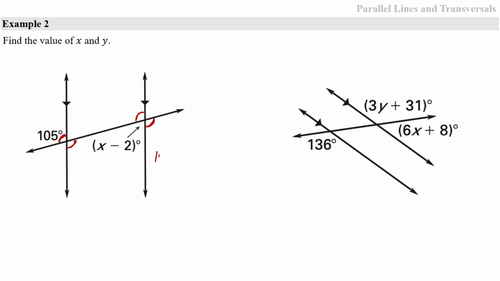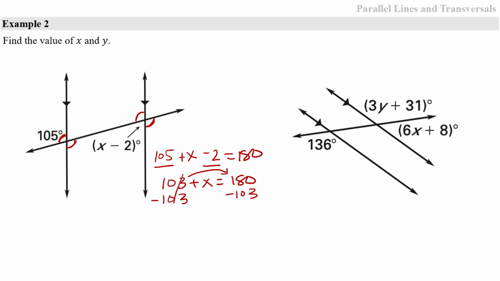So I can say 105 plus x minus 2 is equal to 180. And if I combine 105 with the negative 2, 105 minus 2 is 103. 103 plus x is equal to 180. And then if I subtract 103 to bring this 103 with the 180, this will cancel, and I get that x is equal to 180 minus 103, which gives us 77. And there's our answer.